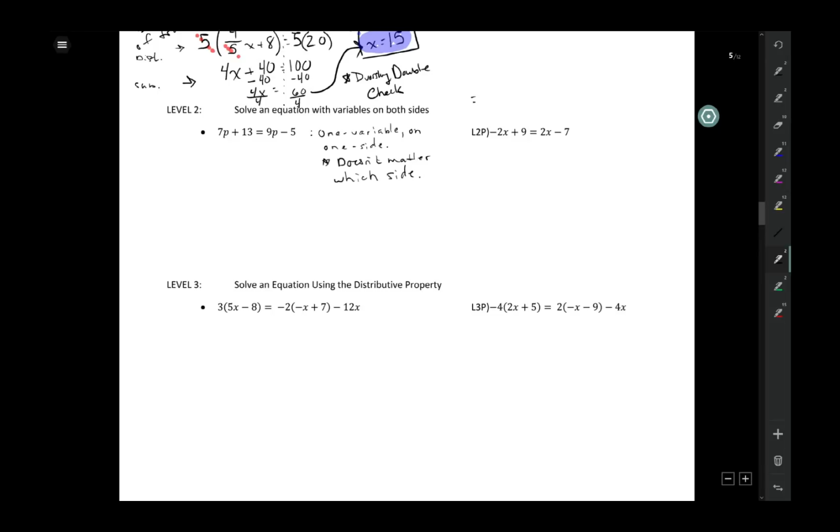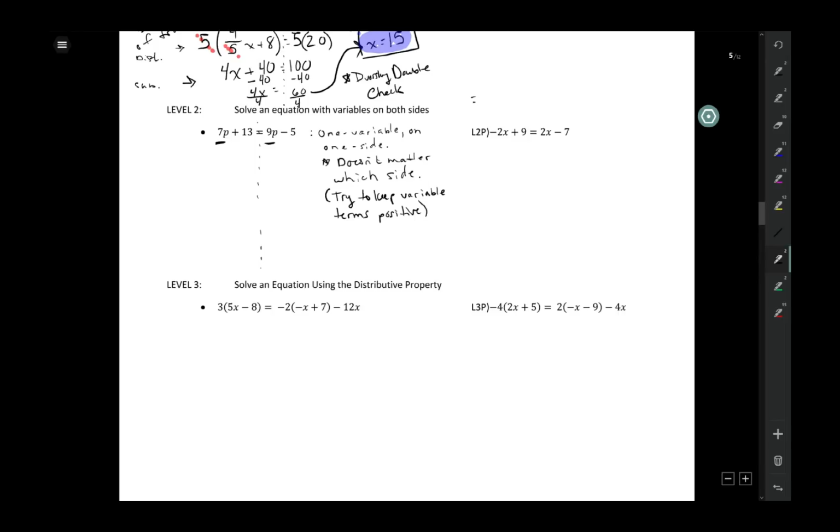So long as you do the math correctly. Now, what I like to do, though, is try to keep variable terms positive. Okay, so notice here, 7p and 9p. They're on different sides of our equal sign. Okay, so we want to get them to one side. Well, if I subtract 9p, 7 minus 9 is going to give me negative 2p.